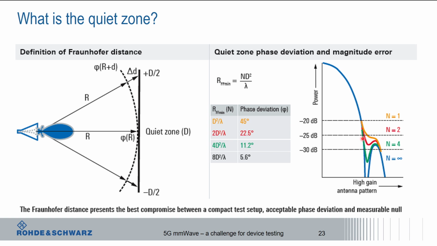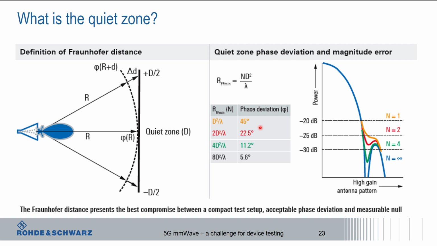So 22.5 degree phase deviation of the signal is still okay. I said before, actually, phase wouldn't matter because it's all orthogonal. Well, it's a compromise. It's not really, really orthogonal, but we allow 22.5 degrees phase deviation to still be good enough. And therefore, we can, of course, limit the size requirements for those chambers.